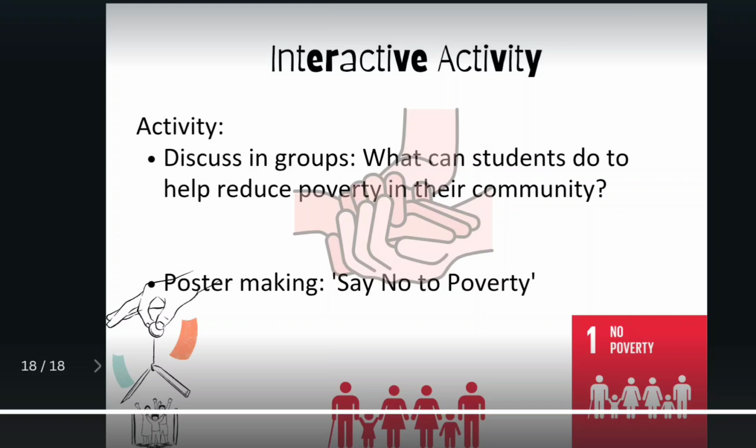Might not be in your nearest community, but maybe somewhere around, an area, a community which is poor, and they might need help. They might be in desperate need of help. And poster making, say no to poverty. So you can make different posters to spread awareness of how SDG goals are related and how they are working towards it. So you can just spread awareness about that as well and try to help in every way possible.